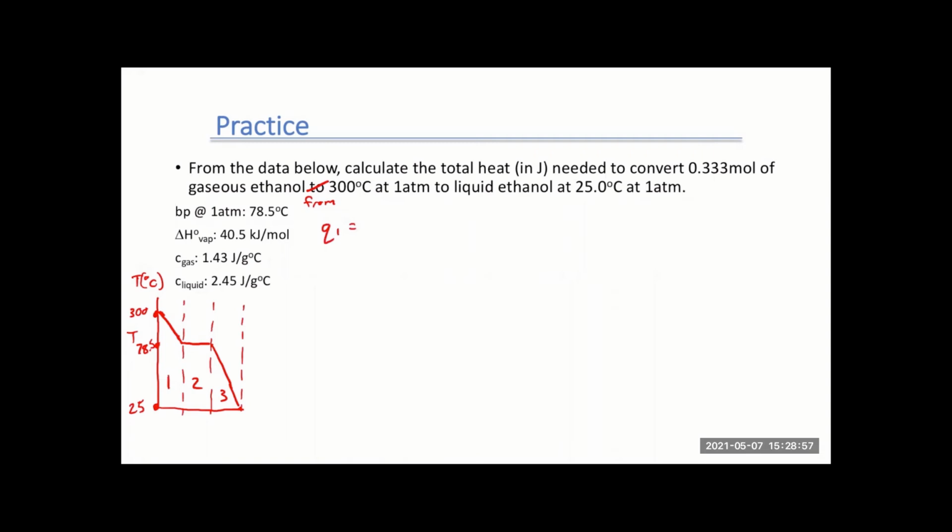So that's going to equal my mass, which means I'm going to have to convert that 0.333 moles of ethanol into grams. So 0.333 moles of ethanol, which is C2H6O. So our ethanol there has a molar mass of 46.07 grams per mole. And that gives us a mass of 15.3 grams of ethanol.